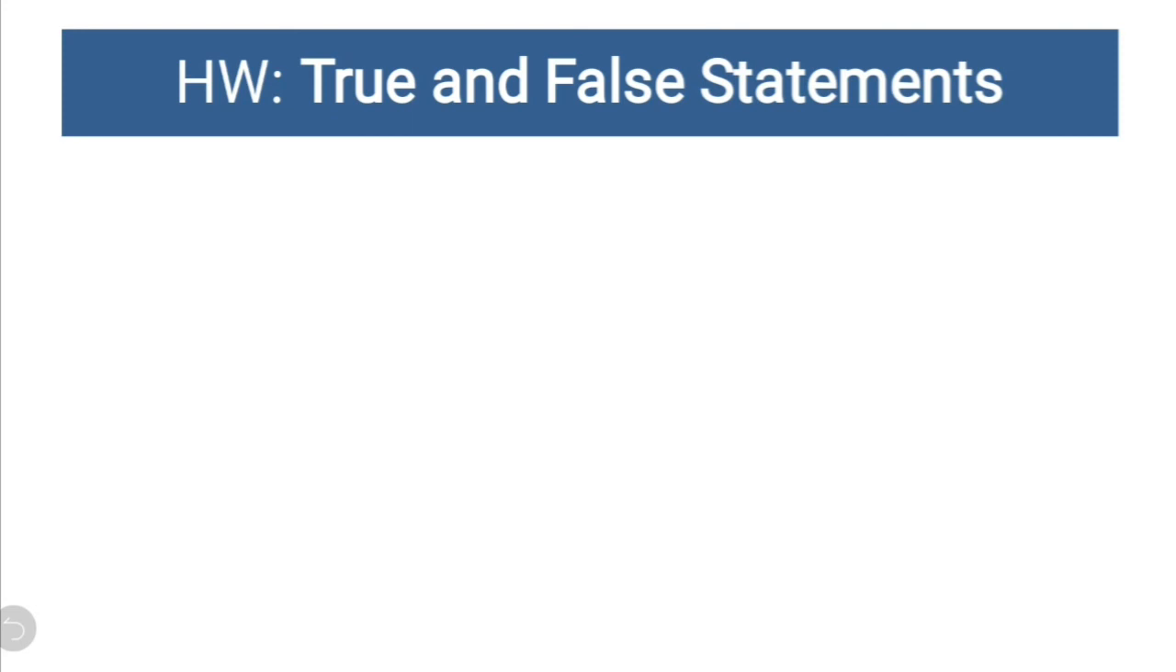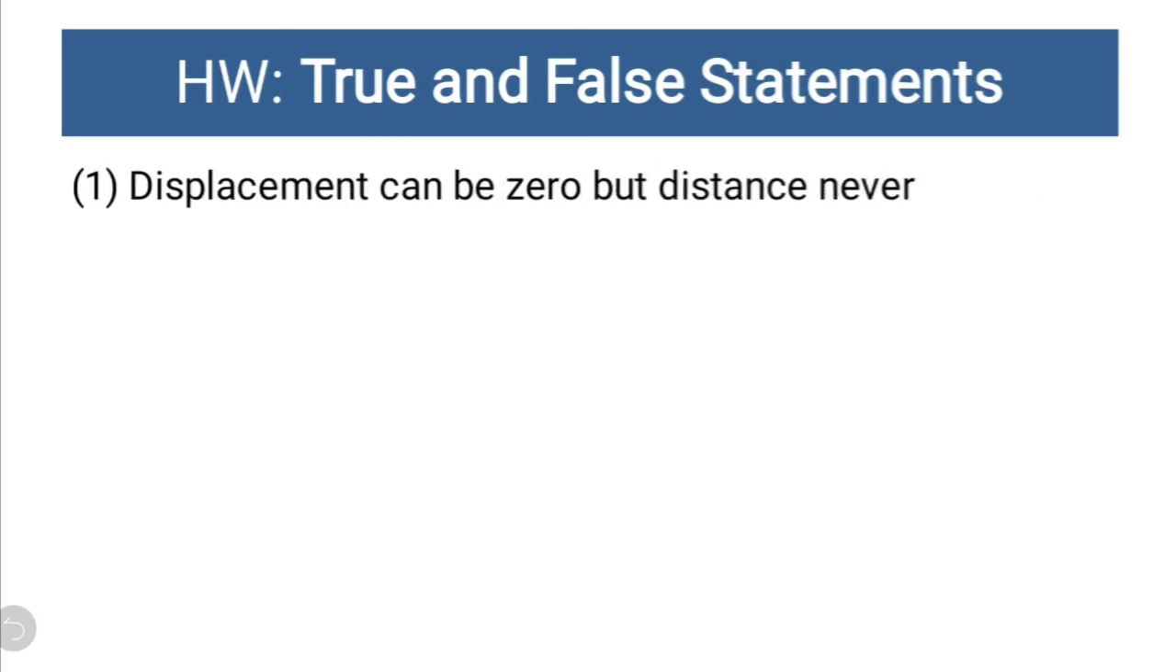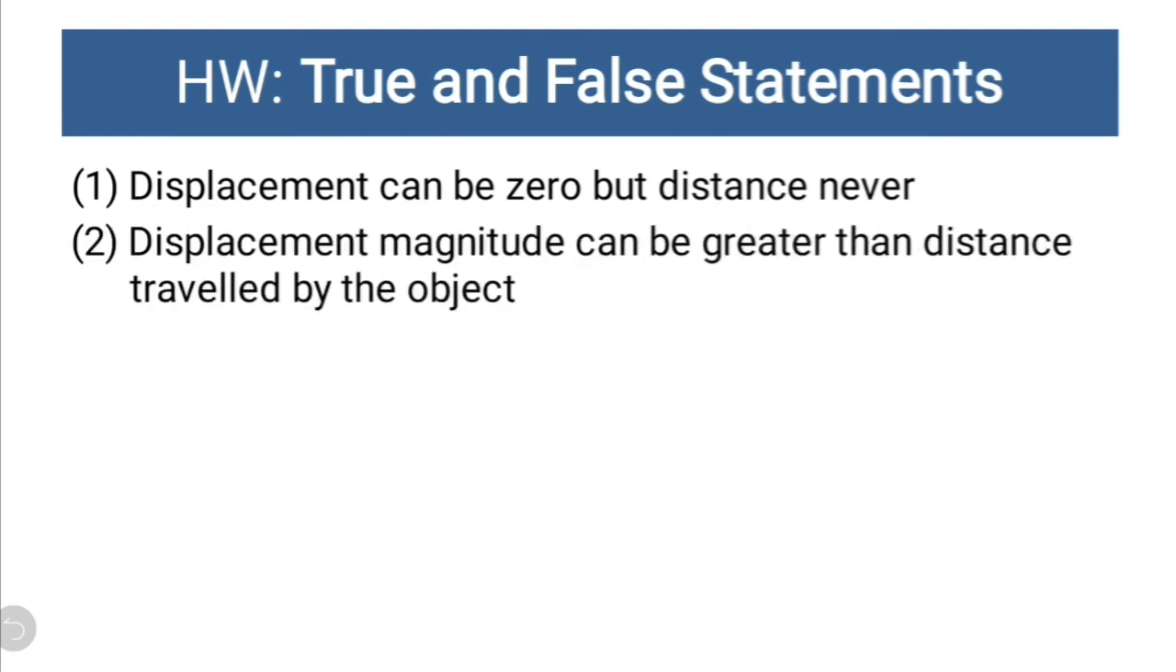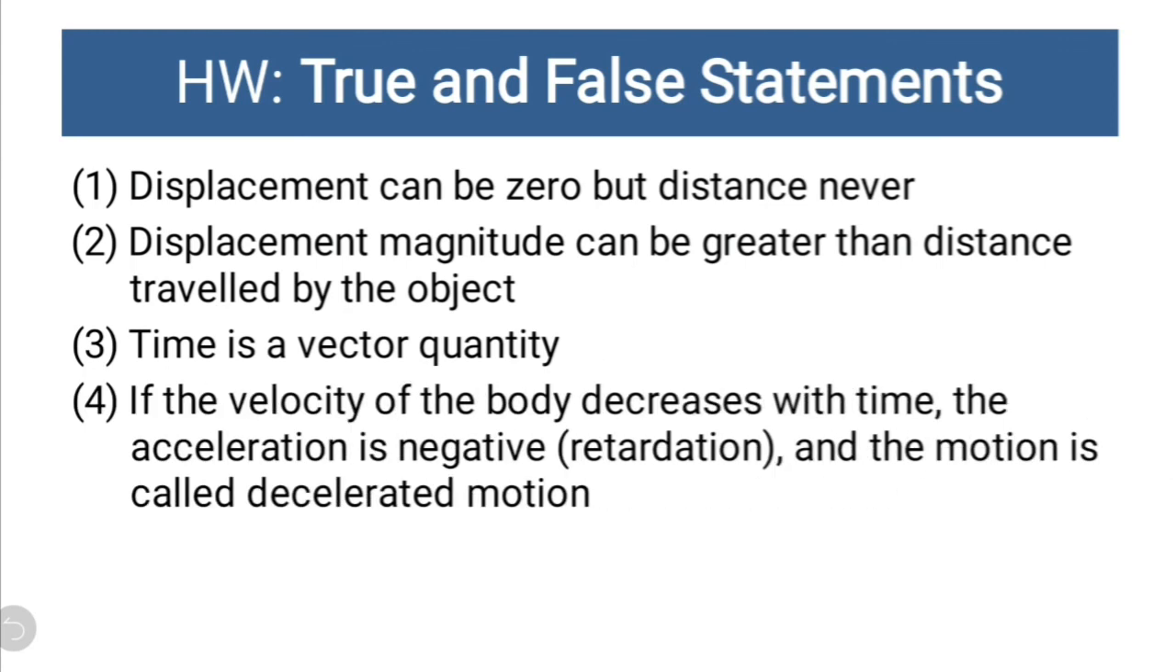Now comes homework for you. These are true or false statements, very easy to answer. Please try out this at home. Displacement can be 0 but distance never. Second, displacement magnitude can be greater than distance traveled by the object. C, time is a vector quantity. Fourth, if the velocity of the body decreases with time, the acceleration is negative, and motion is called decelerated motion. You have to think whether it is true or false.